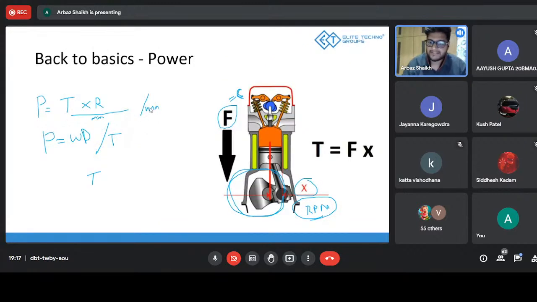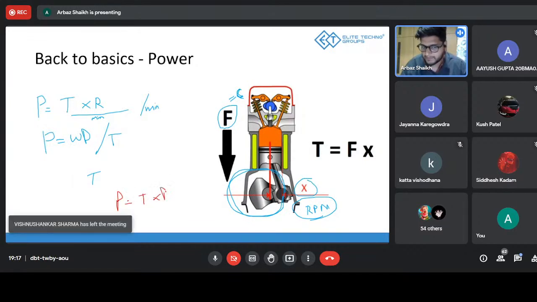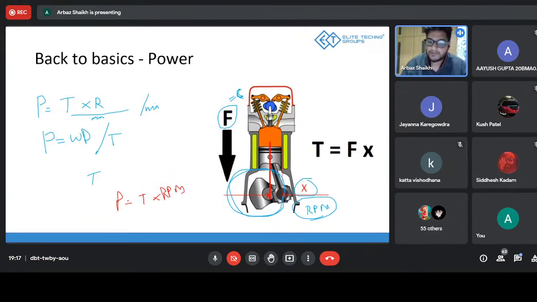Now, like we said, what is power? It's the torque multiplied by the RPM. Torque multiplied by the RPM. Now, for power, I need to either increase the torque or the RPM to get it to a higher speed, to get it to a higher power. So I can either increase the torque or increase the RPM to increase the power.